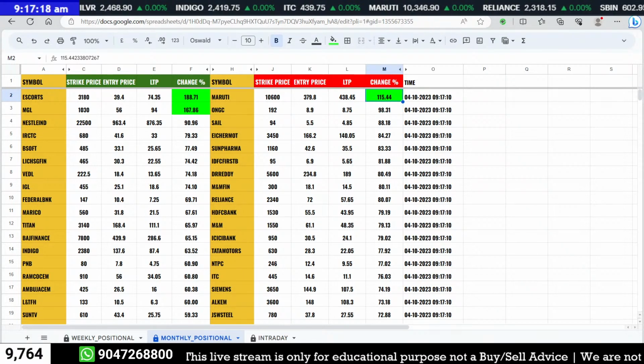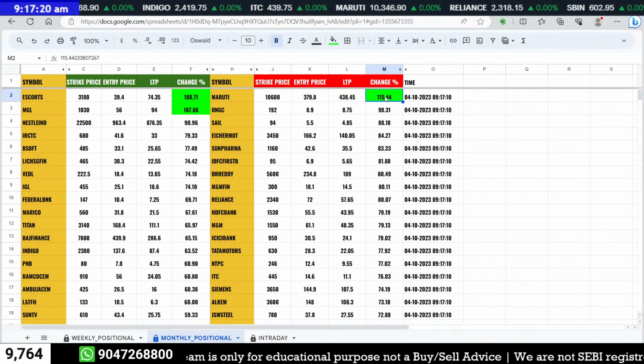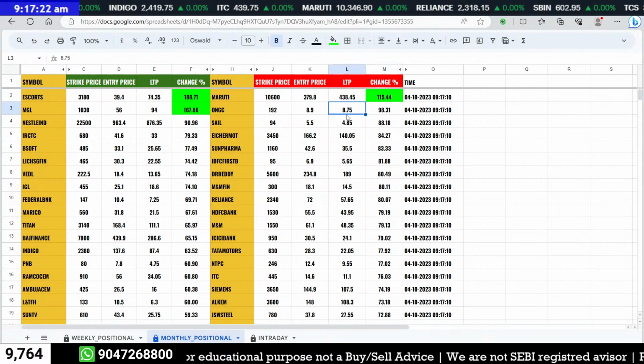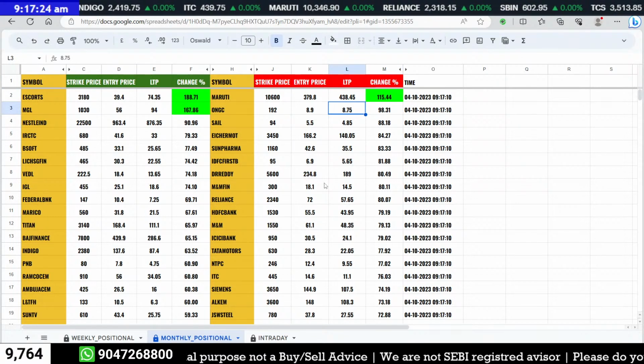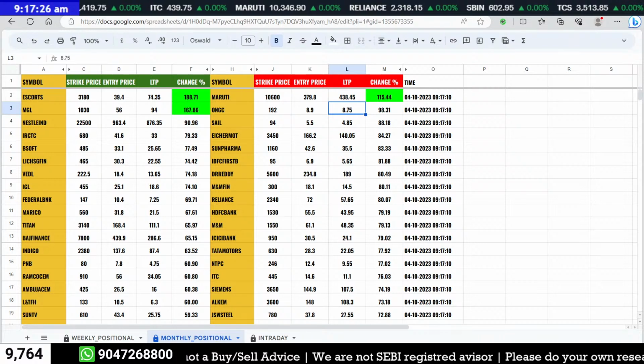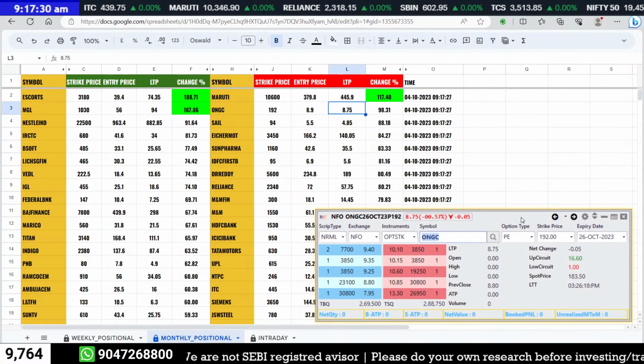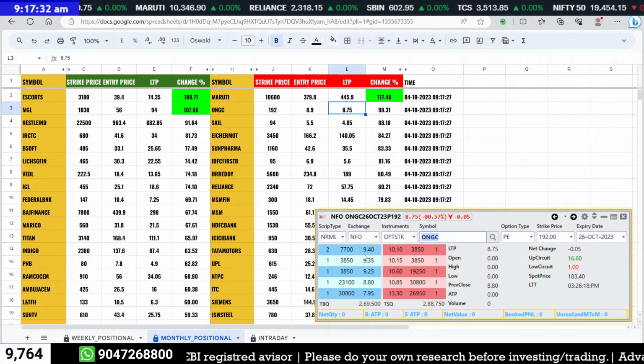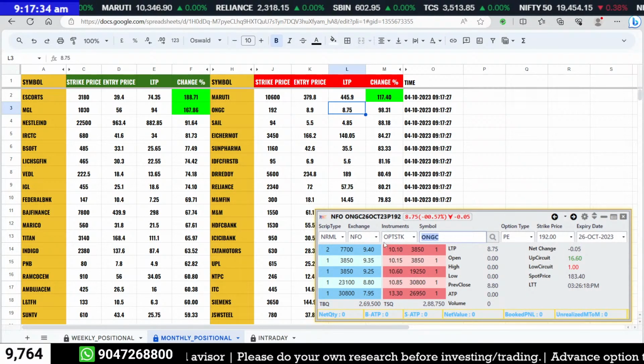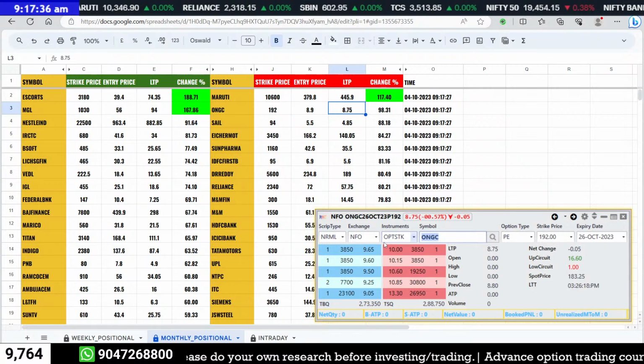If you understood, Maruti is already pre-trigger, so you should wait. And ONGC is yesterday's trigger, but now it is not active. Still, the premium is showing you 0. That means it is not traded yet. Buyer is putting 9.4, seller is 10, and yesterday's entry was this. Maybe we have to wait.